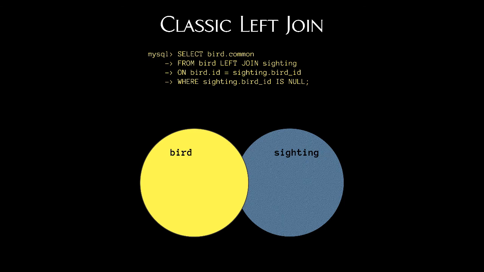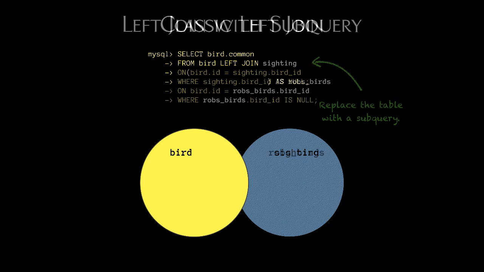Now, if you remember from the left join video, all of the values from the right table are going to be null, so I have my choice there. But it's common to just select that foreign key. So I'm going to select rows where the bird foreign key in the sighting table happens to be null. And that will give me all of the birds we haven't seen. Well, you can see what's going to happen next, right? I need to replace the sighting table as a whole with a set or a subquery.